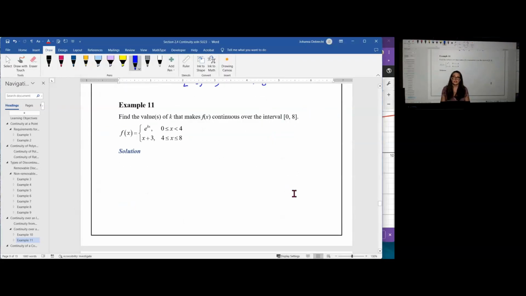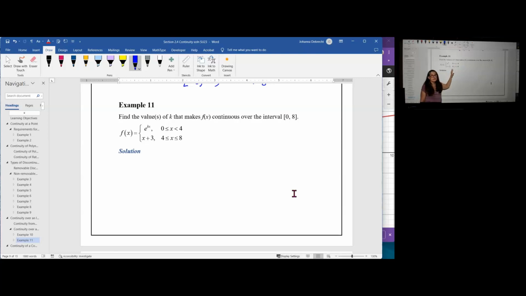This is a more challenging problem. In this case, we're given a piecewise defined function, and we want to know what makes it continuous. First, I will tell you that exponentials are continuous over their entire domain. So e to the kx is continuous from 0 up to 4. X plus 3 is a slanted line. It's a polynomial, so it's continuous everywhere.